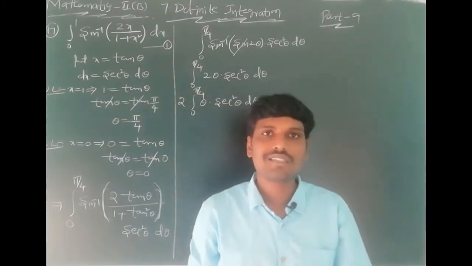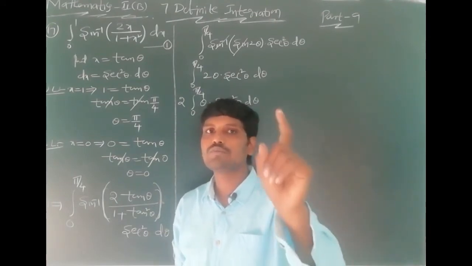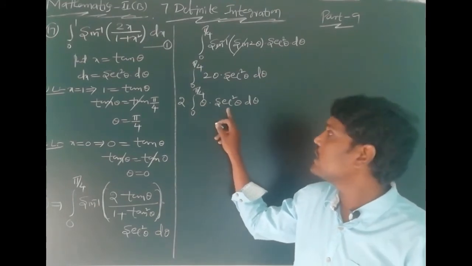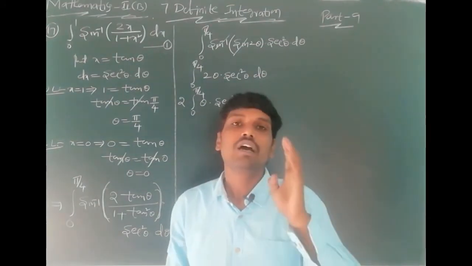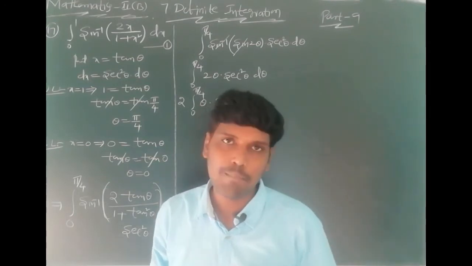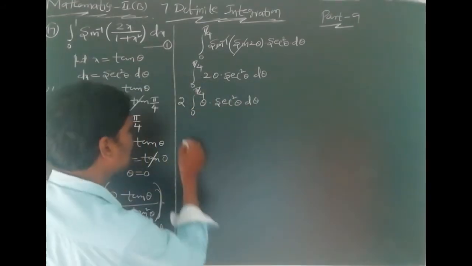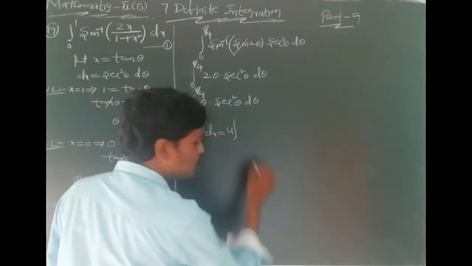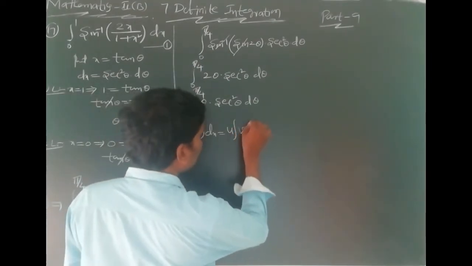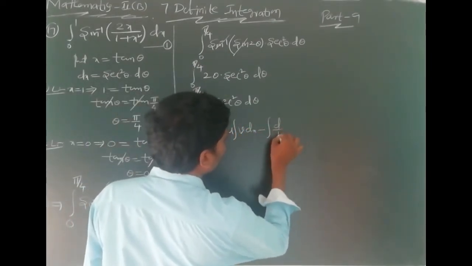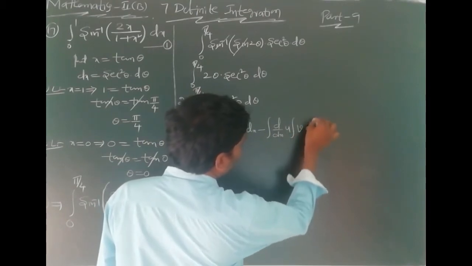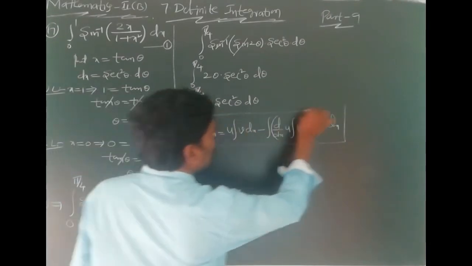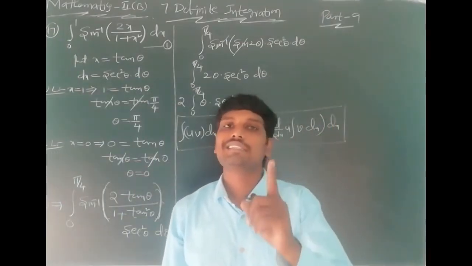Observe that, students, here the function is totally in terms of theta. Correct or not, students? Here theta is an algebraic function, secant square theta is a trigonometric function. Here you can use the integration by parts method. What is the integration by parts method? Integral u v dx is equal to u into integral v dx minus integral of derivative of u into integral v dx, whole dx, plus c. This is the formula of the integration by parts method.